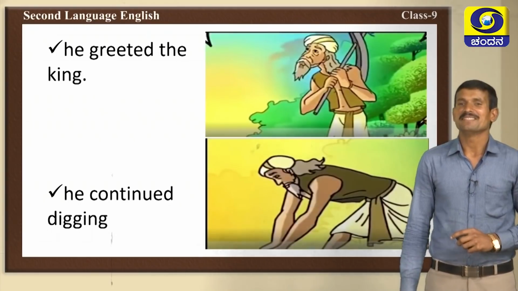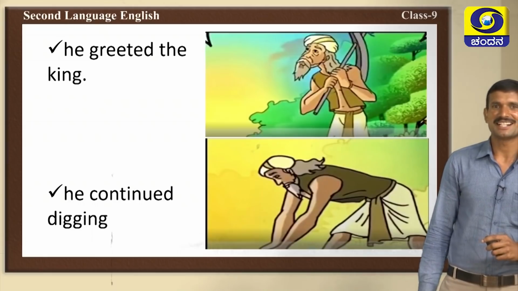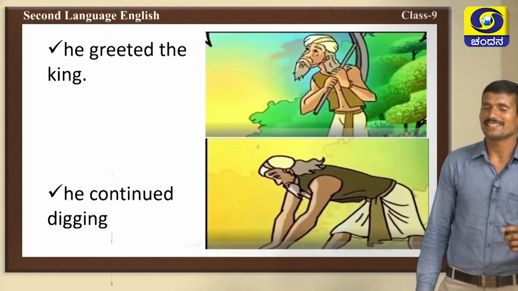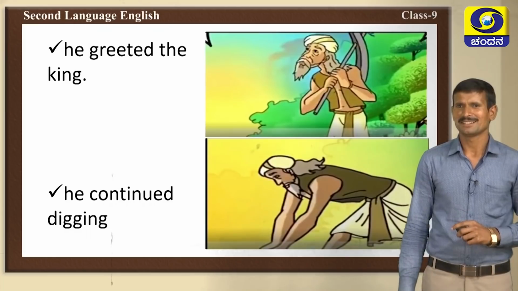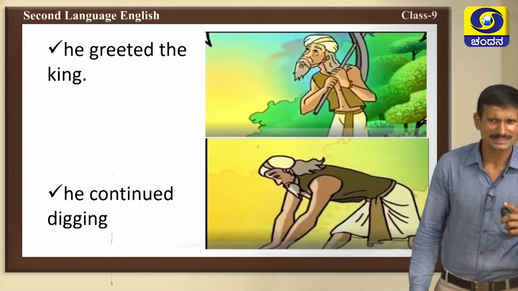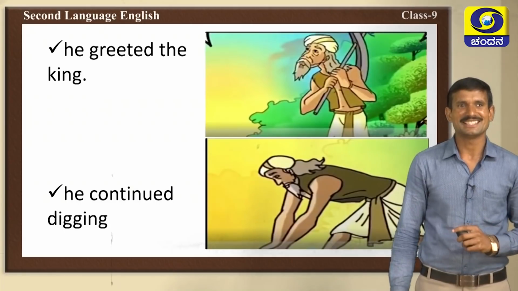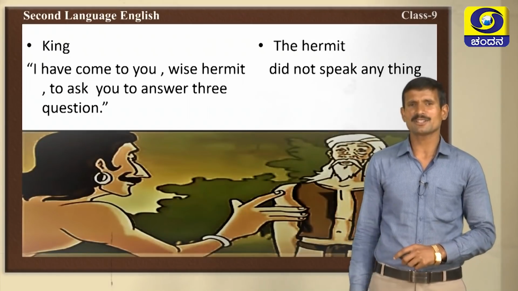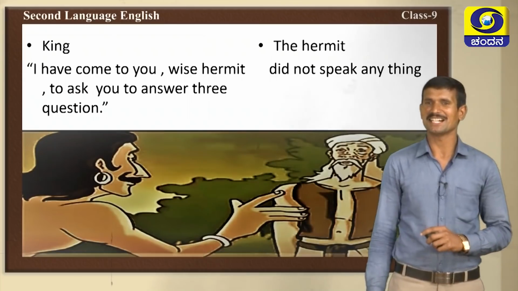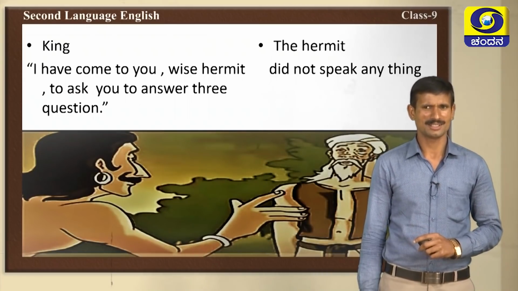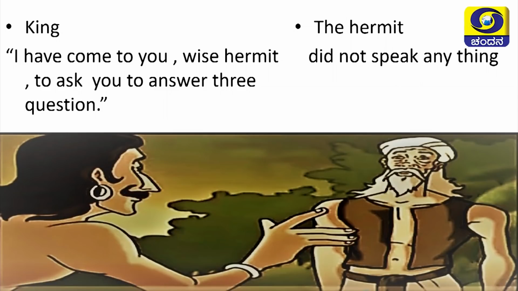Then, when the king reached, the hermit greeted the king. He continued his digging. Did the hermit identify the king? We will know later. There was a conversation between the king and the hermit. What was the conversation? The king said, I have come to you, wise hermit, to ask you to answer my 3 questions. He repeated the questions. What are the questions? Yes, very good.